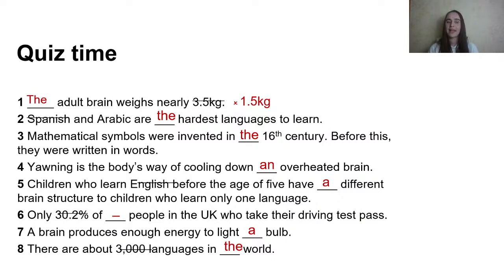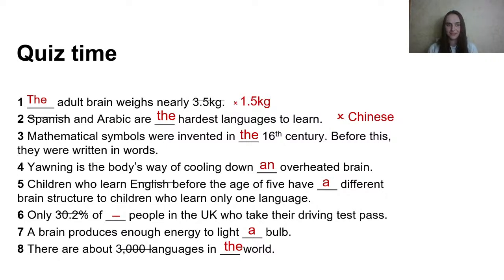The second one, Spanish and Arabic are the hardest languages to learn. So Spanish is crossed because it's not the Spanish language that is the hardest to learn. So Arabic, yeah, that is correct. And what about the other language that is quite difficult to learn? But this is not Spanish. Sarsis says Russian. Oh, well, still not. You can find here even a difficult language, you know. Yeah, that's right. Chinese. So Chinese and Arabic are the hardest languages to learn.